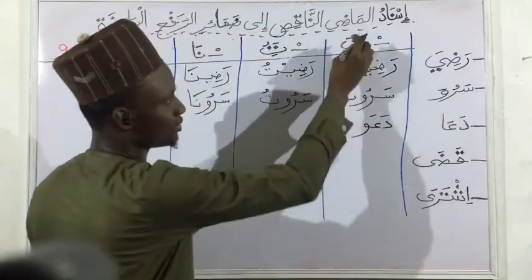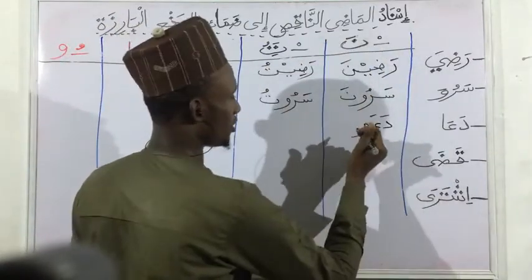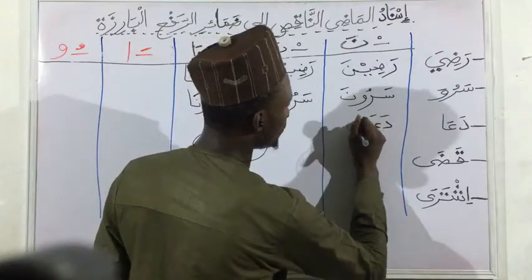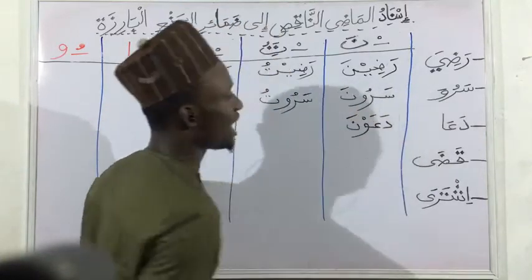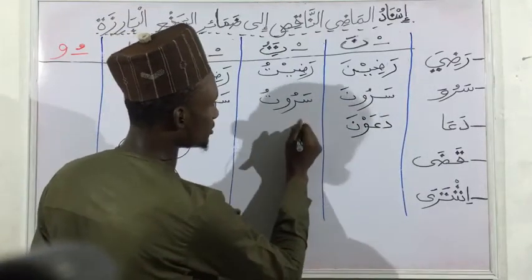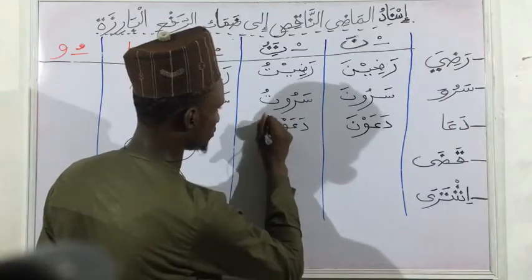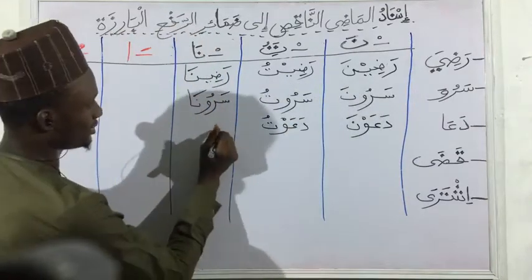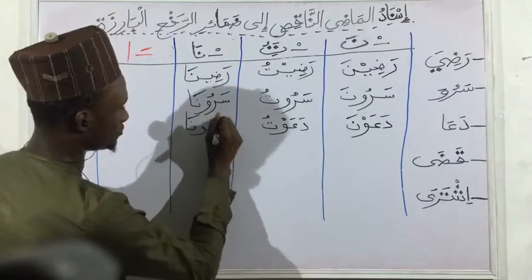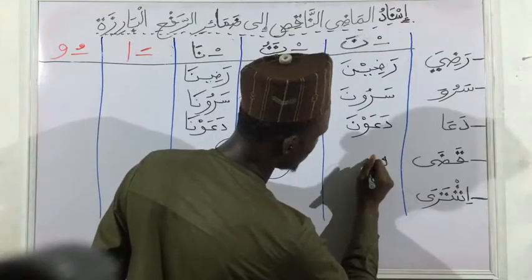And we said that the weak alphabet is going to take sukun, just like in our normal case with Nun Niswa. It becomes da'awna. Then this will become, same thing, da'awtu. This becomes da'awna.